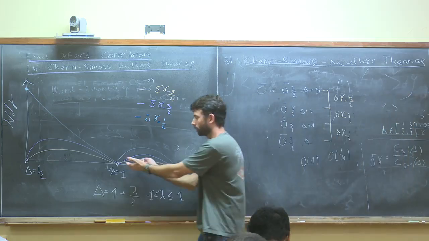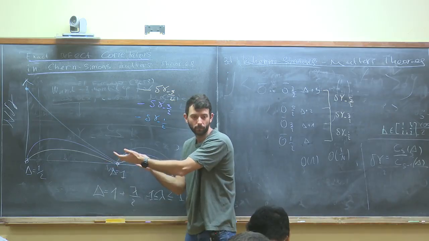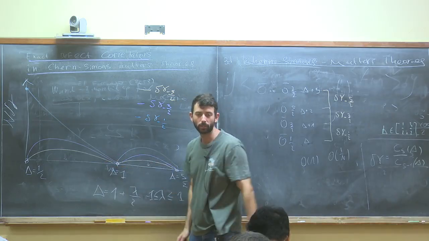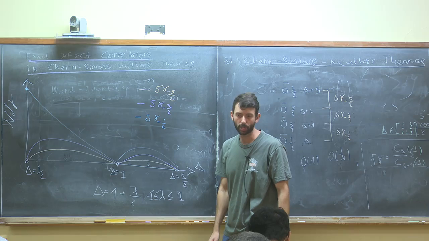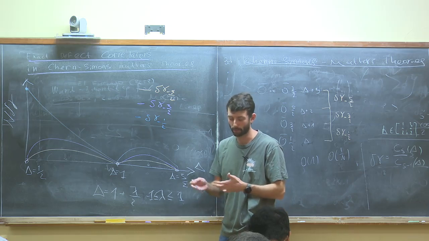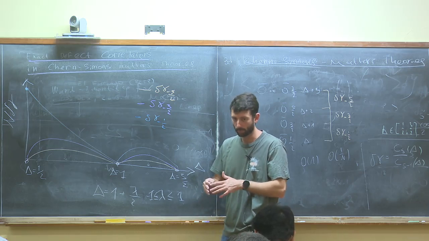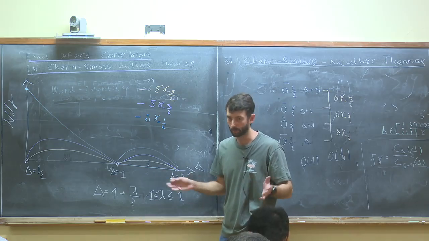So as you turn on the 't Hooft coupling, it makes sense. You get some anomalous dimension, 1 over n. You can even show some graph. You can probably compute it in perturbation theory. It's probably hell to compute, but you can probably do it.